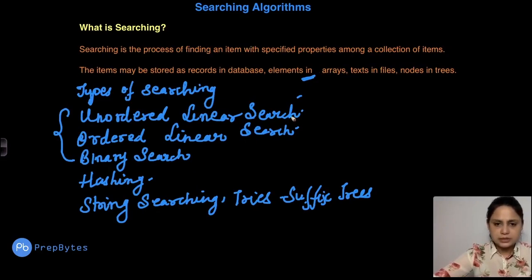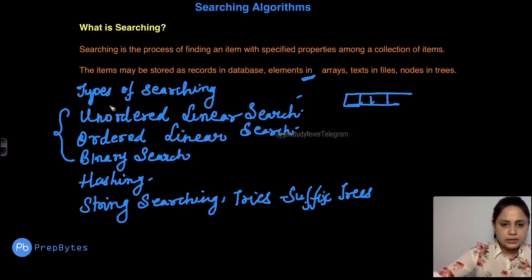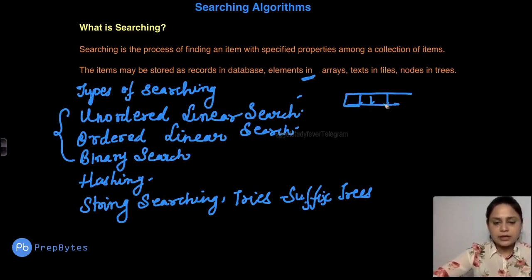Now what is linear search? Linear search is something that applies on a linear data structure. An array is a linear data structure, and a linked list, when you see it, is also a linear data structure. Basically it looks something like this. As you can see, it's a linear data structure, it just goes in one particular dimension. Now in unordered search, the items are not given in any particular order. In ordered search, they are given in sorted order.